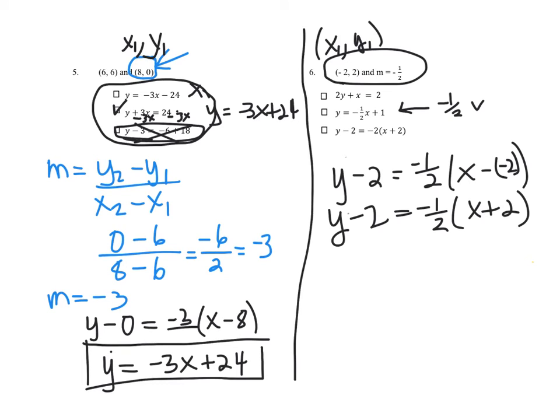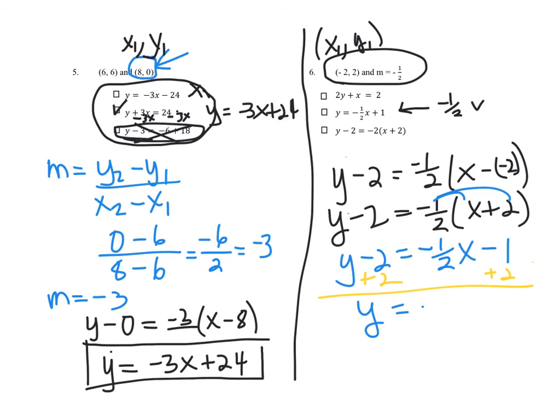All right, so I'm going to distribute. So I have negative 1/2 x, and negative 1/2 times positive 2 gives me negative 2 over 2, or negative 1. And then I have my y minus 2 over here. So let's add 2 to both sides, and we get y equals negative 1/2 x plus 1. And that is the right equation that we thought it would be.